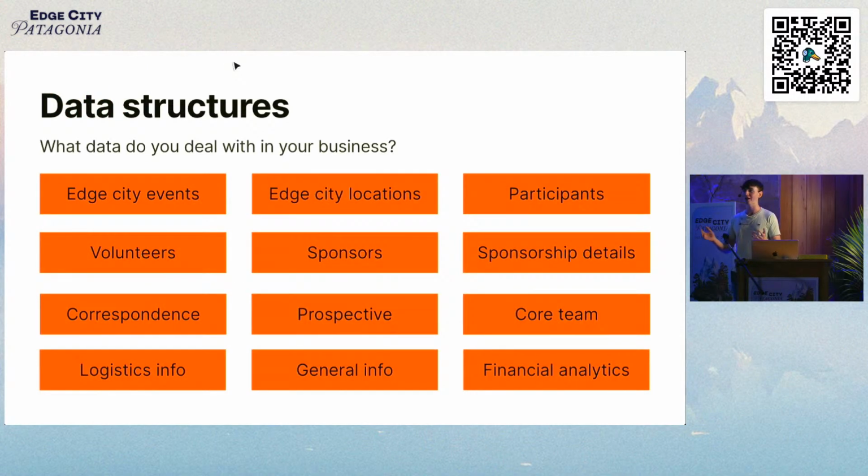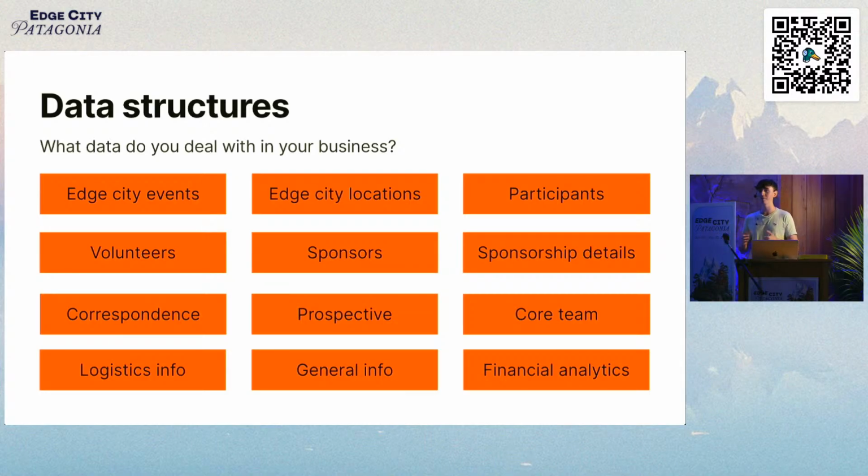In the case of Edge, the thing you want to start with is, what data does your business deal with? It might be that there's a series of Edge City events that happen throughout the year. There's also a series of Edge City locations. Maybe there are participants, volunteers, sponsors. As well as that, one sponsor might give many sponsorships, so maybe you want a separate way to manage which sponsor corresponds to which dollar amount. Maybe you want to keep track of correspondence and so on.